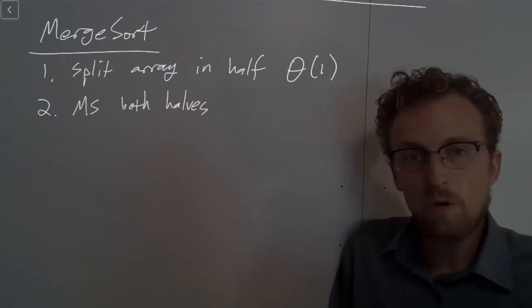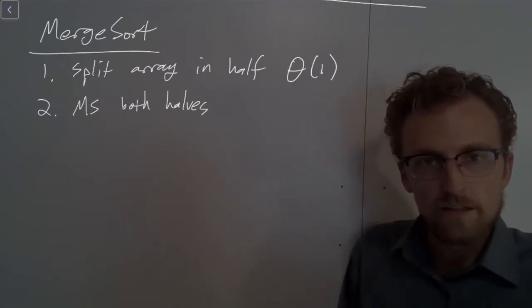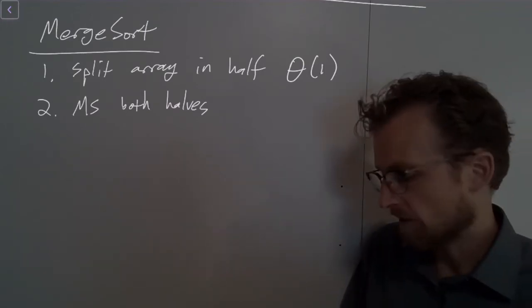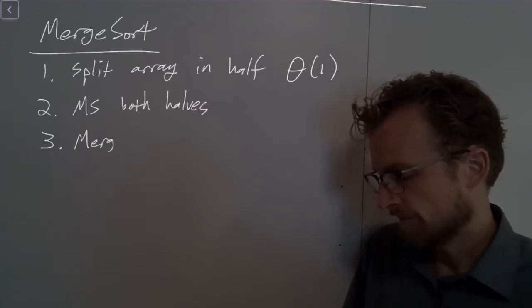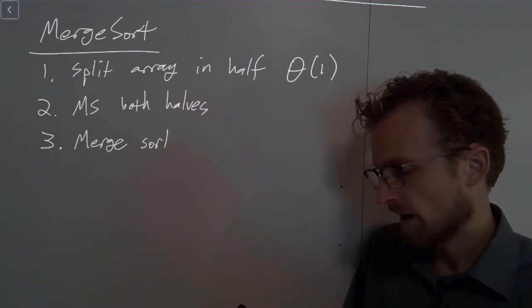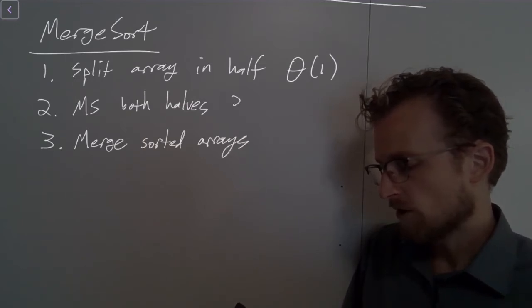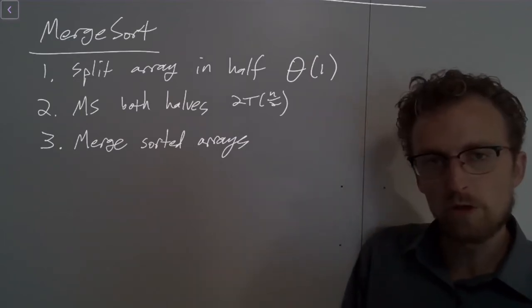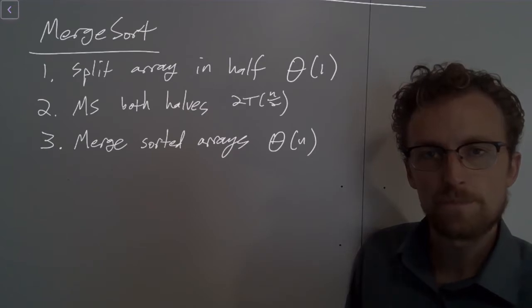Right? We trust that whatever comes up is sorted, and so then once that's done, we go and merge those two sorted arrays back together, right? And so in step 3, we merge the sorted arrays. Okay, so there's a 2T of n over 2 happening here. And then when we merge the sorted arrays, we just showed that that's a linear time operation.